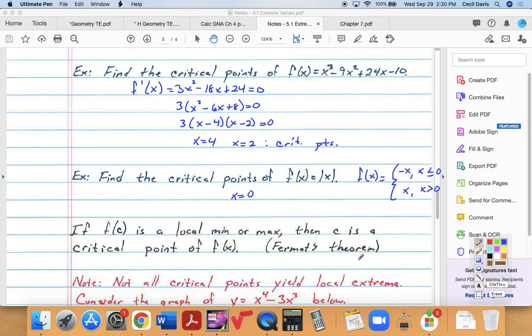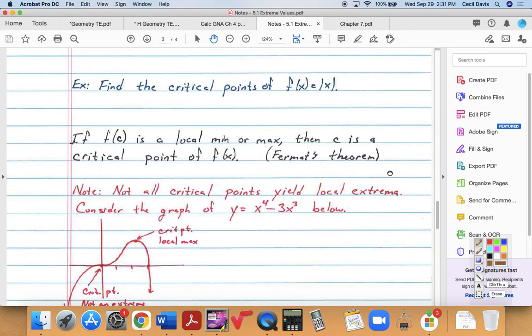So Fermat's theorem says that if f of c is a local minimum or a local maximum, then c must be a critical point of f of x. Okay, now, be careful. The converse of this is not true. This is part of why we talk about converses in honors geometry. The converse of this is not true. Just because you have a critical point doesn't mean you have a local minimum or a local maximum. You have the opportunity to have one, but you're not guaranteed one.